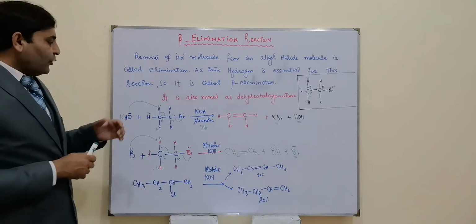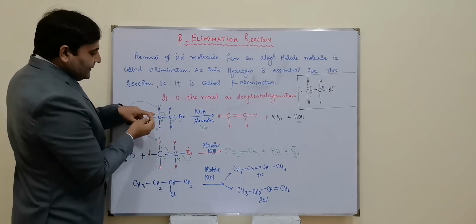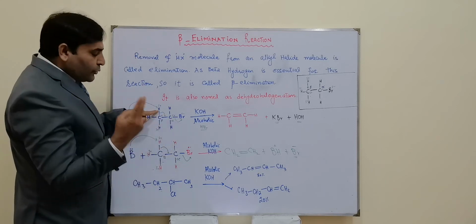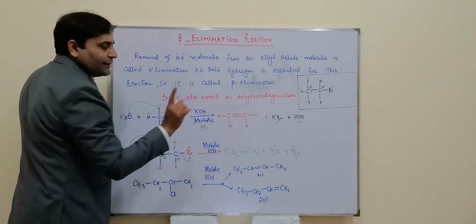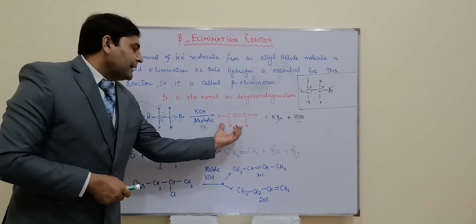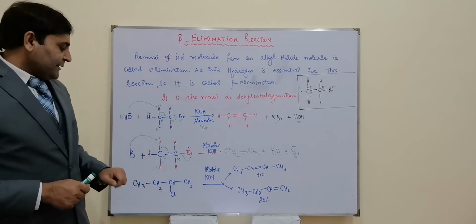We must know two sigma bonds are broken in this reaction. This one and this one. Two sigma bonds are broken and we get a pi bond. And the resultant product contains a pi bond as a result of breakage of two sigma bonds.